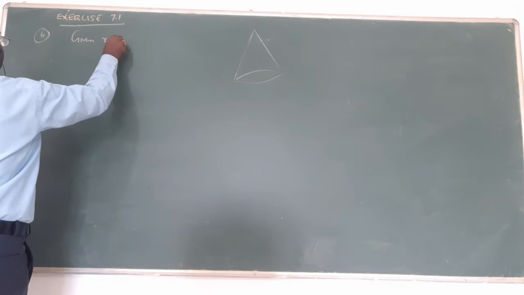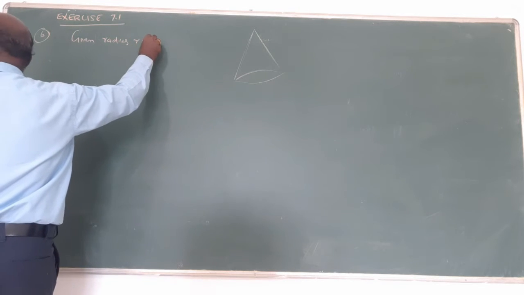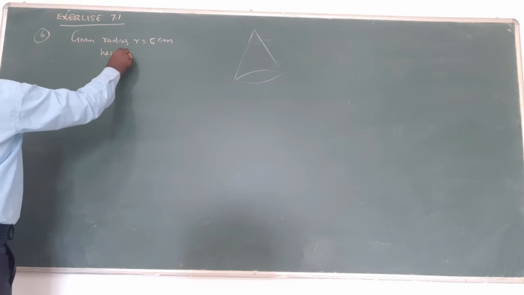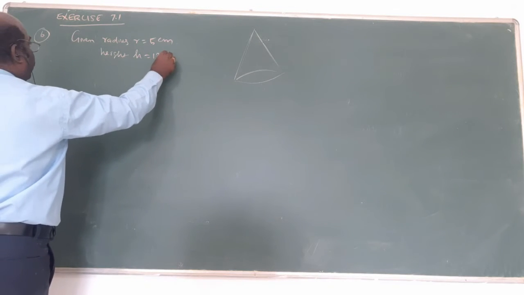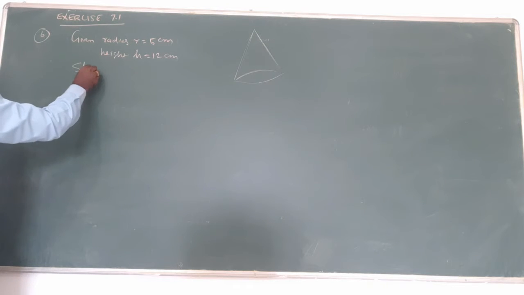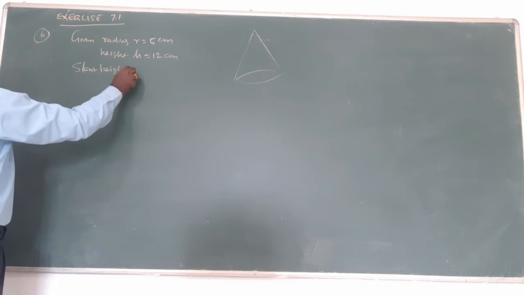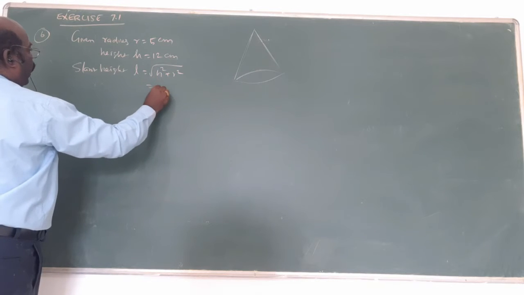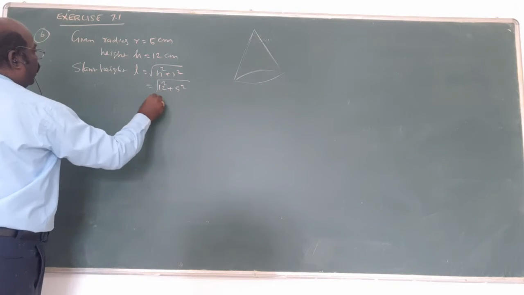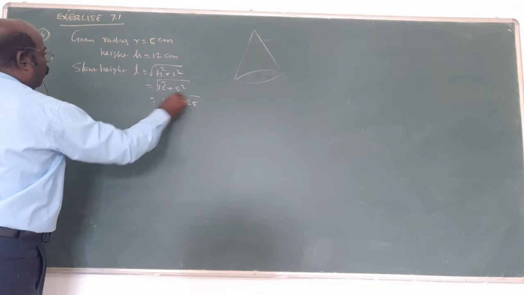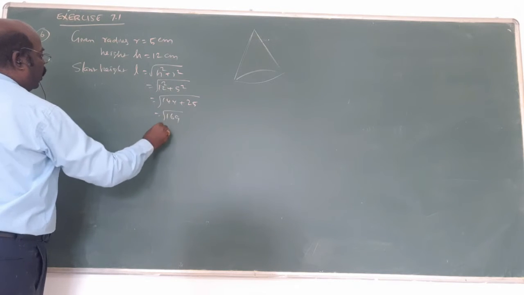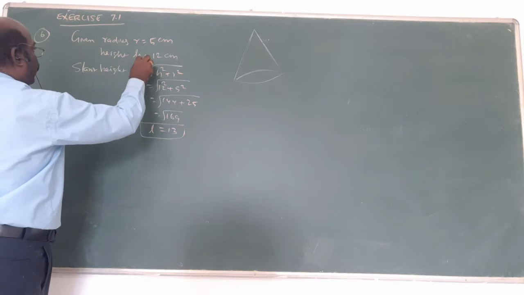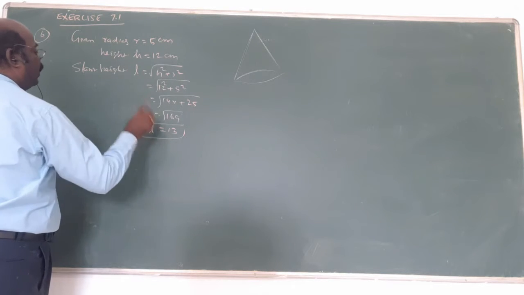Radius r equal to 5 centimeter. Then height h is equal to 12 centimeter. We want the slant height. Slant height l is equal to root of h square plus r square. 12 square plus 5 square is 144 plus 25, 169. Root of 169 is 13. From r and h given, we find l.